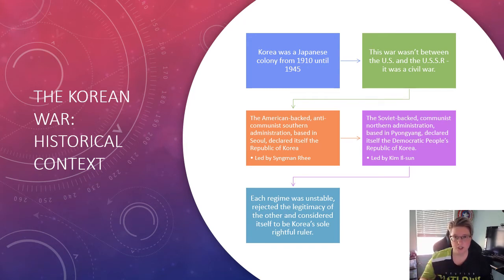And each regime, both in the North and in the South, was unstable. Okay, so it's not like, oh, democracy was in the South and it was just fantastic. It wasn't. It was an unstable government. Not only that, but both governments in North and South rejected the legitimacy of each other, and they each considered themselves to be Korea's sole rightful ruler. Okay, so this is a civil war.